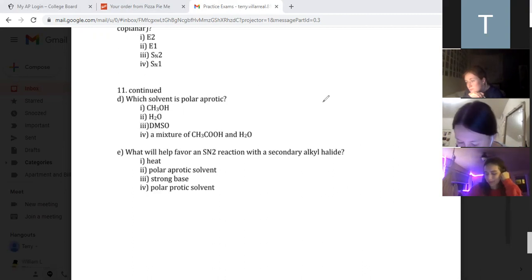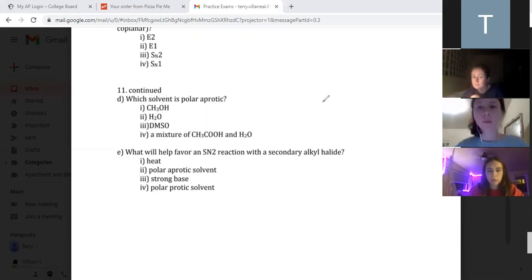Okay, finally, last one. What will help favor an SN2 reaction with a secondary alkyl halide? Polar aprotic solvent. Yep. Heat is going to favor E2. Polar protic solvent is going to slow the rate down. Strong base is going to favor E2. Polar aprotic will allow the reaction to go forward. Does that make sense?